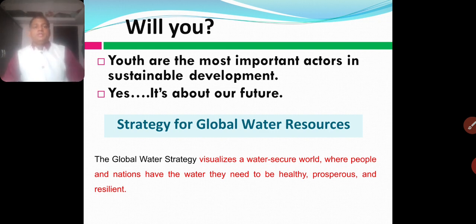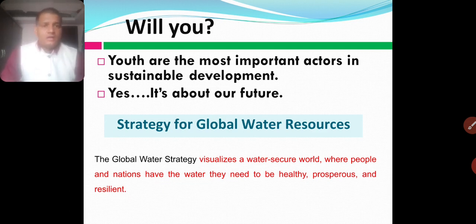Yes, it is about our future, and our future is in the youth. Our future is our youth. Whatever youth can do, of course we can benefit from their work as well as their activities. So in overall sustainable development, the youth are very important in water conservation, water awareness, as well as in sustainable development.